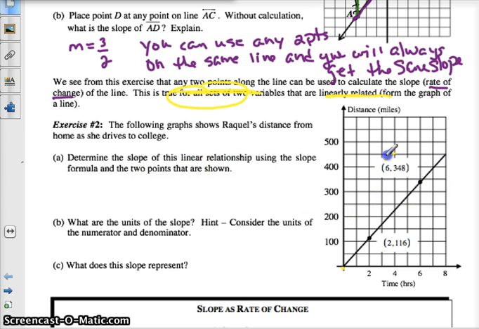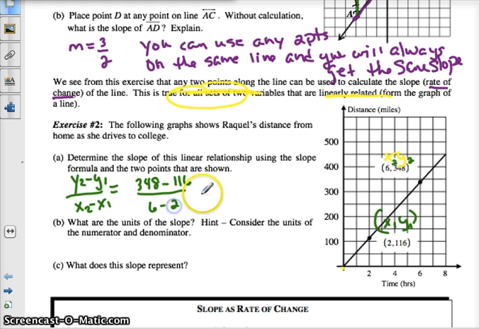Okay, so we have an x and a y. And if you recall, the slope formula is y2 minus y1 over x2 minus x1, which is the same as rise over run. Okay, so we are going to fill in some values. We're going to use 348 minus 116. I guess I should put a 2 and a 2, and that'll be a 1 and a 1 then. Over, and our x values are 6 minus 2.